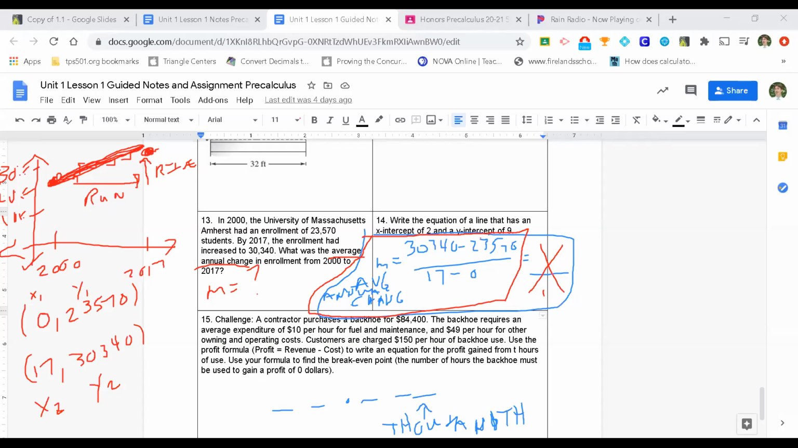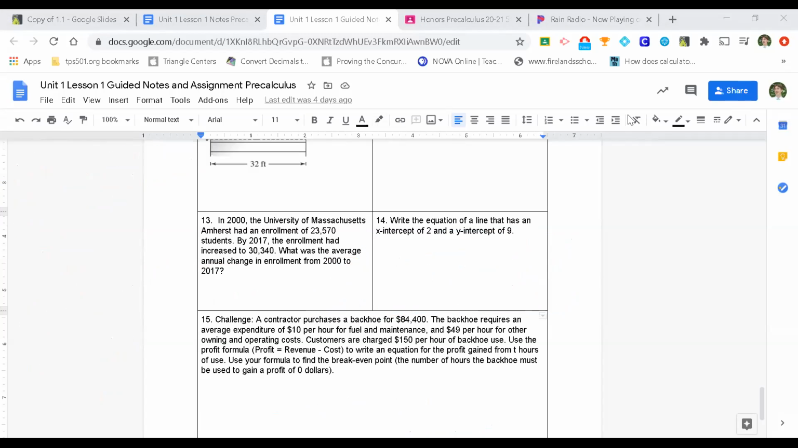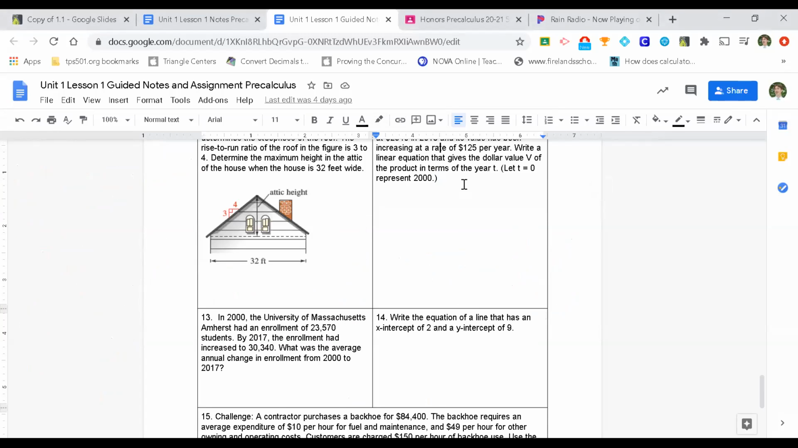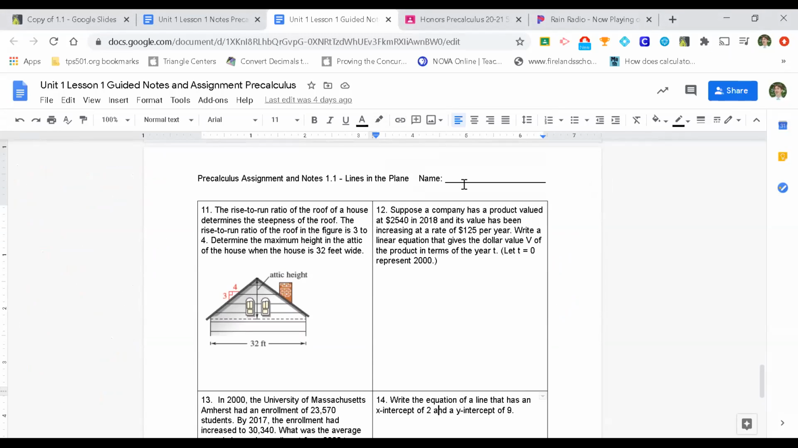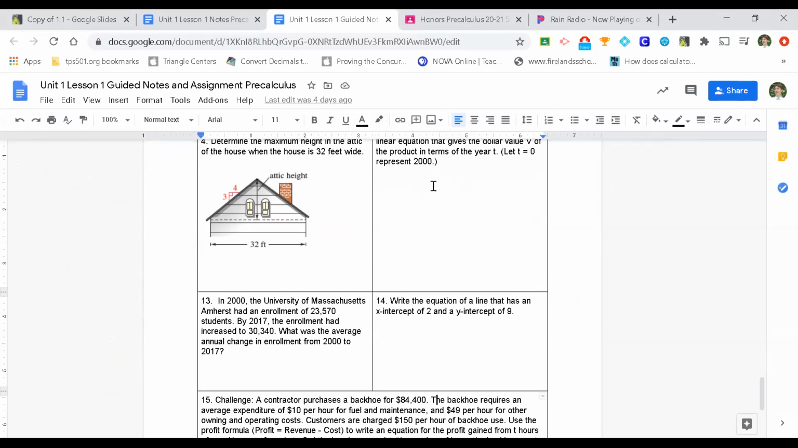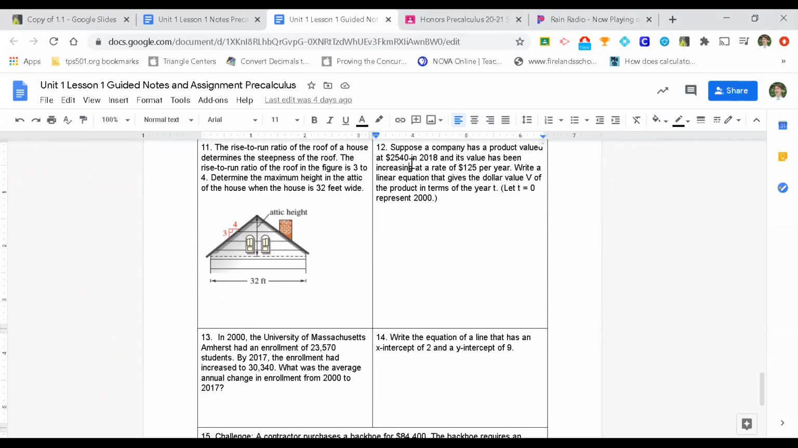All right, let's look at number 12. Okay, suppose a company has a product valued at 2,540 in 2018, and its value has been increasing at a rate of 125 per year. Write a linear equation. That's key. Write a linear equation that gives the dollar value V of the product in terms of the year T.